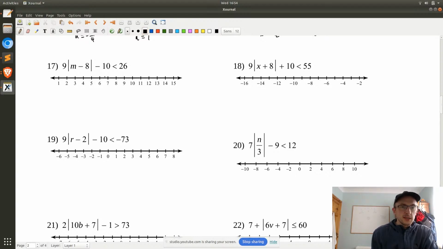Add 10 to both sides. You get 36. Divide both sides by 9. Absolute of m take 8 is less than 9. Okay. If m take 8 equals 9. No, wait. We already know how to do this. M take 8 is trapped between -9 and 9. You got 8. Okay, it's between -1 and 17 then.